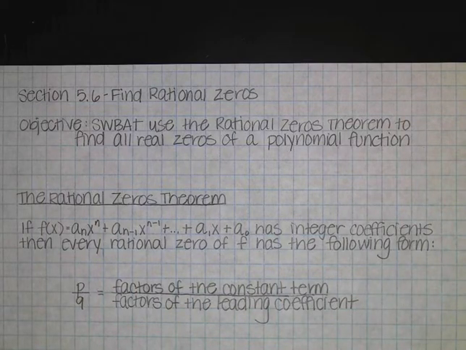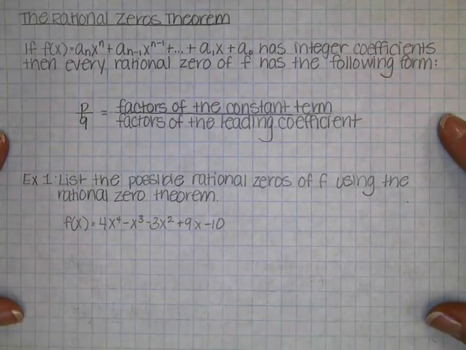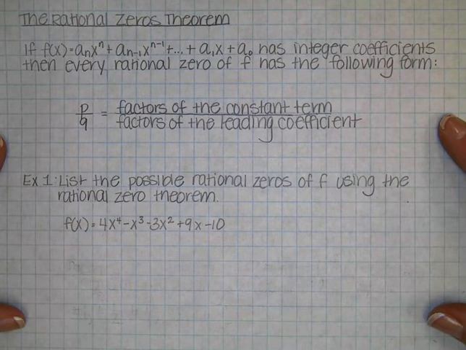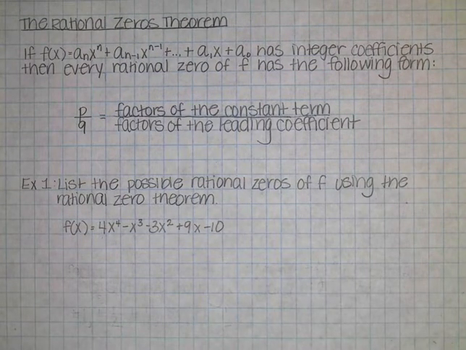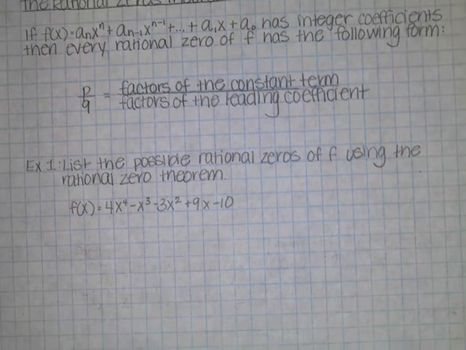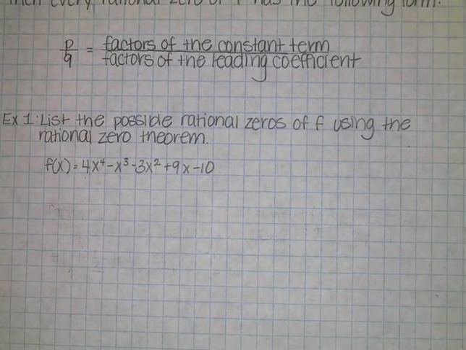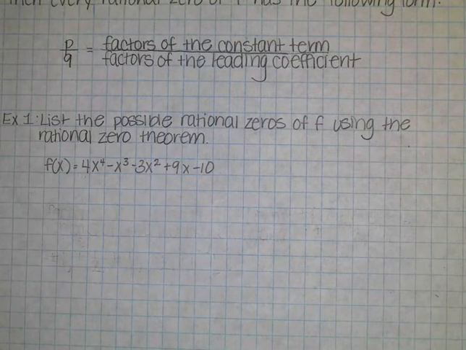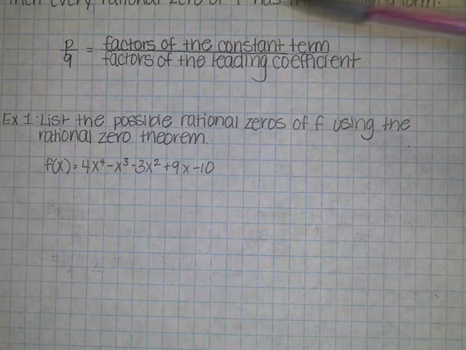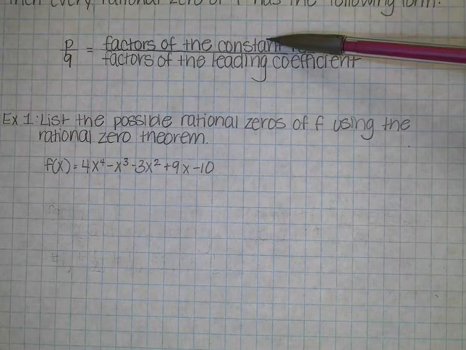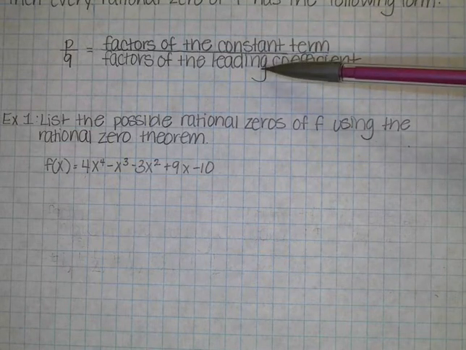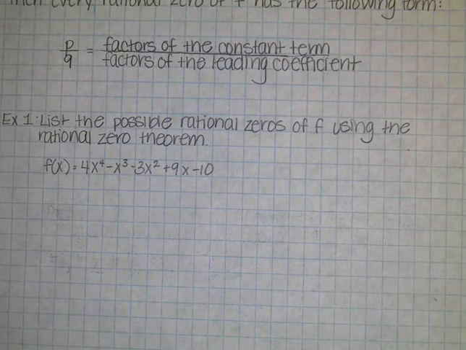So we can use this theorem, as we will right now in example 1, to list the possible rational zeros of a function using the rational zero theorem. Here our function is f of x equals 4x to the fourth minus x to the third minus 3x squared plus 9x minus 10. So what we need are all the ratios of the factors of the constant term over the factors of the leading coefficient. So let's list those out first.